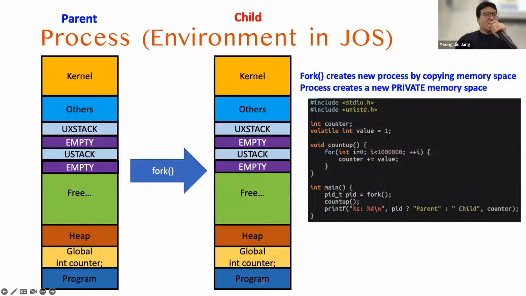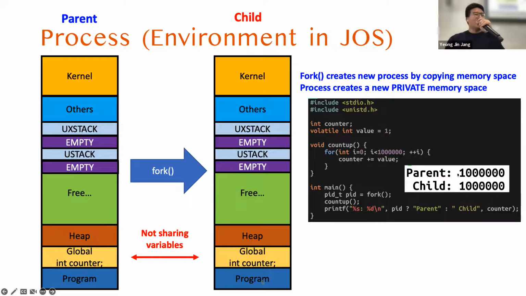In this code snippet, after the fork, we run both parent and child. We run the countof function, so they count up the global variable one by one till 1 million. Because in the process scheme we do not share anything, the counter here is stored in different physical memory than the counter of the child. So what we will get is each will count up until 1 million. There's no sharing at all.